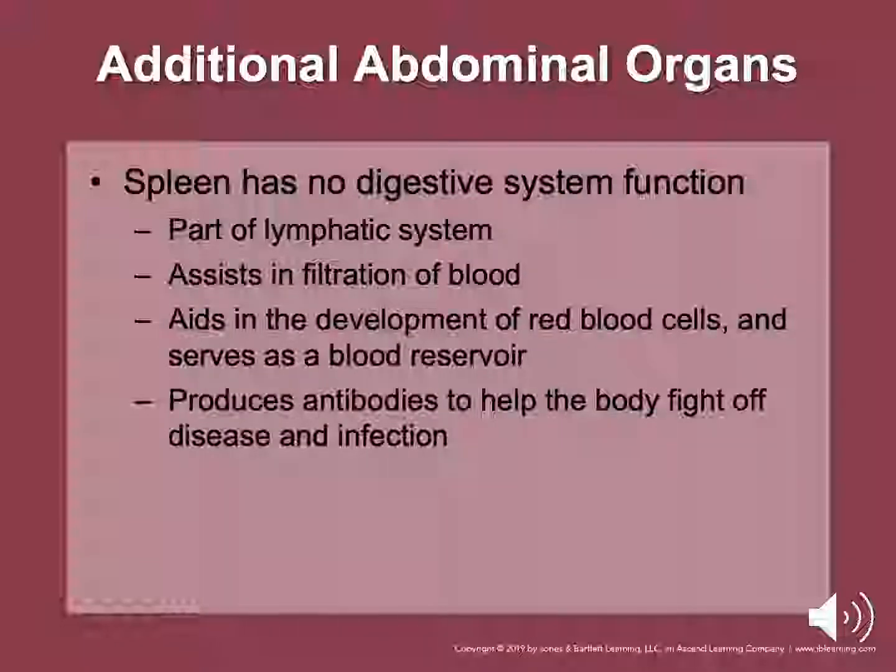Additional abdominal organs: the spleen has no digestive system function. It's part of the lymphatic system, assists in the filtration of blood, aids in the development of red blood cells, and serves as a blood reservoir. It produces antibodies to help the body fight off disease and infection.